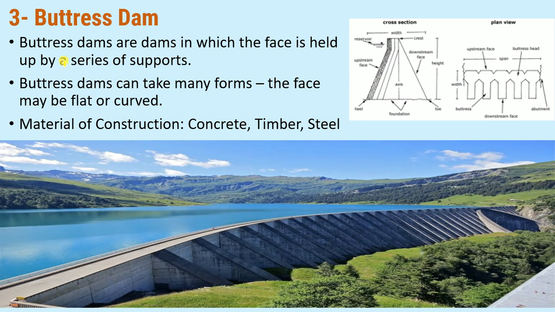Now, buttress dam. Buttress dams are dams in which the face is held up by a series of supports. You can see here a series of supports, as here the arc dam is constructed, and along with this the series of supports can be seen in this real dam example and picture. See here how the supports are being given by these different pillars.